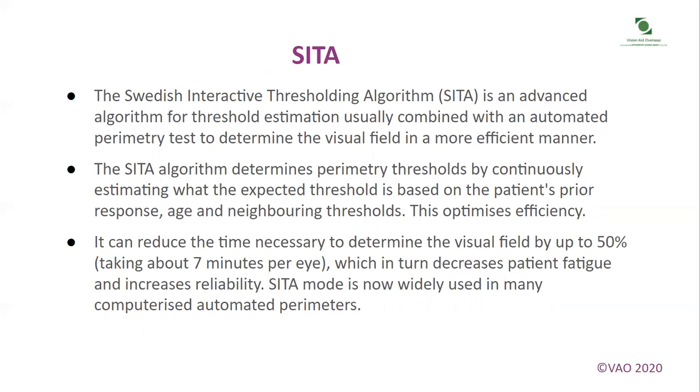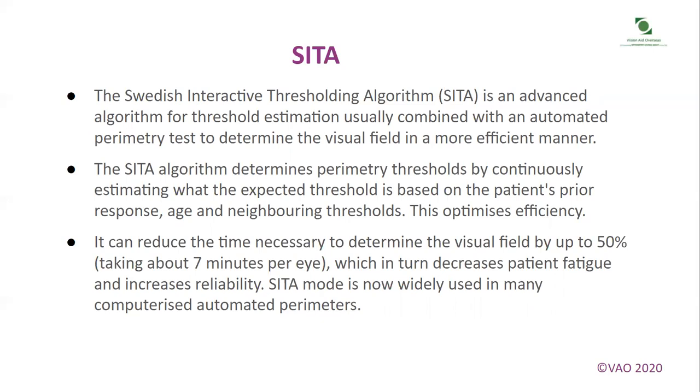SITA, the Swedish Interactive Thresholding Algorithm, is an advanced algorithm for threshold estimation, usually combined with an automated perimetry test to determine the visual field in a more efficient manner. The SITA algorithm determines perimetry thresholds by continuously estimating what the expected threshold is based on the patient's prior response, age, and neighbouring thresholds. This optimizes efficiency.